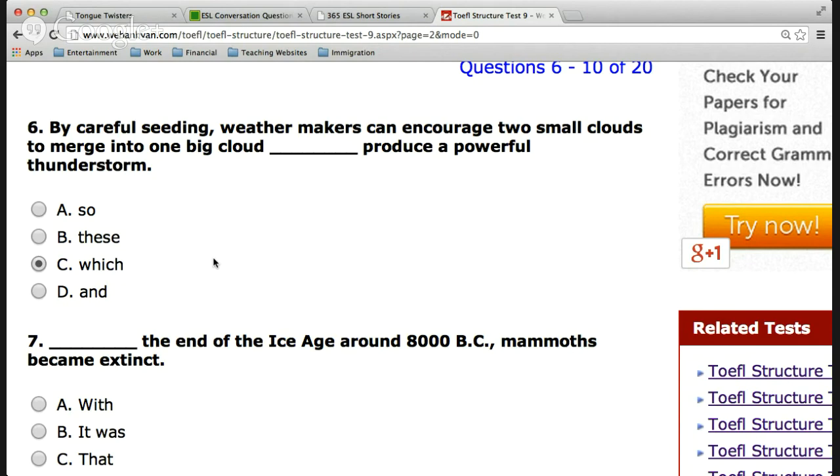By careful seeding, weather makers can encourage two small clouds to merge into one big cloud and produce a powerful thunderstorm. D, yes. All right, our answer is D. Because this is not in third person. If it is which, you would need to say which produces a powerful thunderstorm. And you could say that and everything would be great. But yeah, with produce.